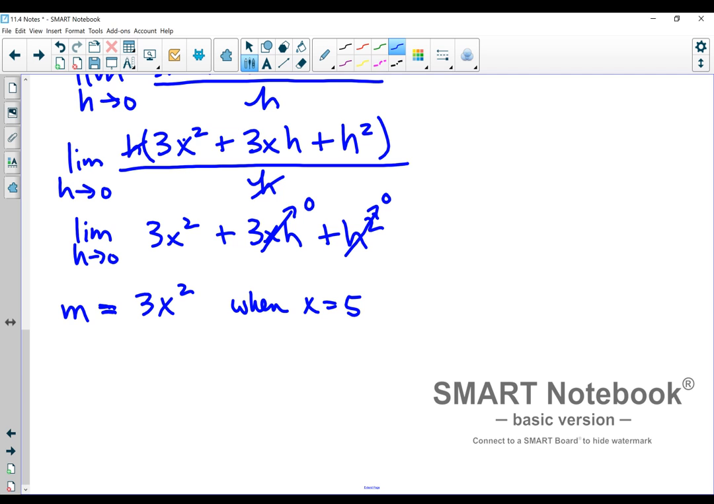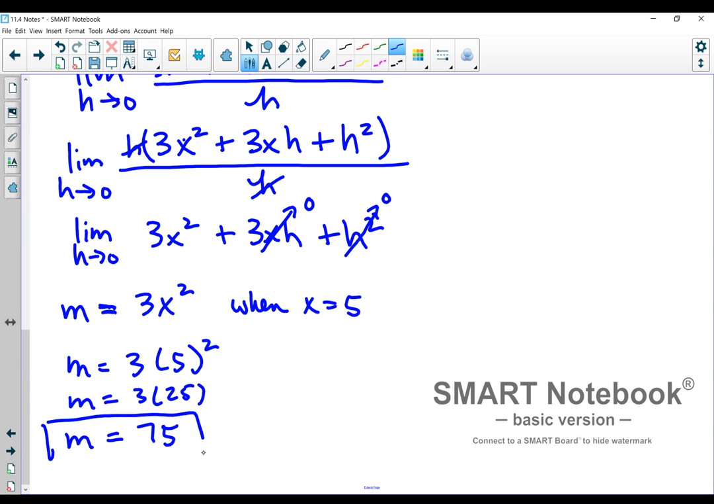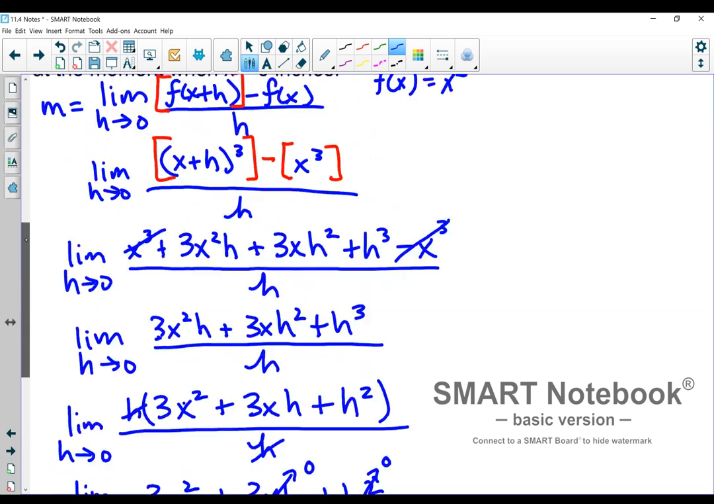So now I'm going to plug 5 in. So 3 times 5 squared. So 3 times 25. So my instantaneous rate of change is 75. So if we think about that in the context of this problem, I think once you get the answer, you're like, oh my gosh, it totally makes sense.